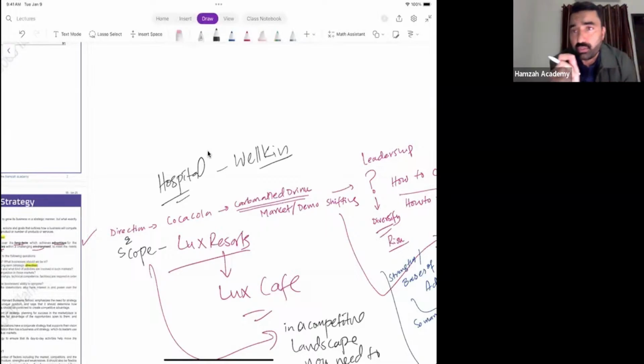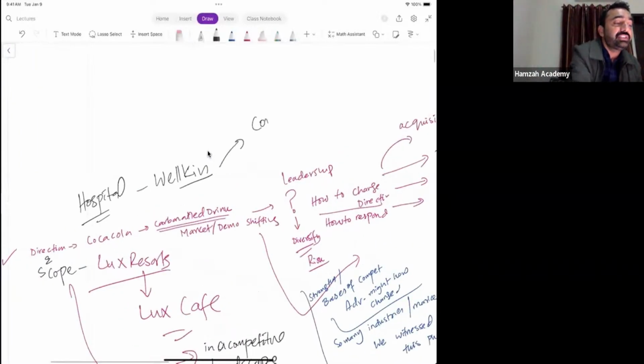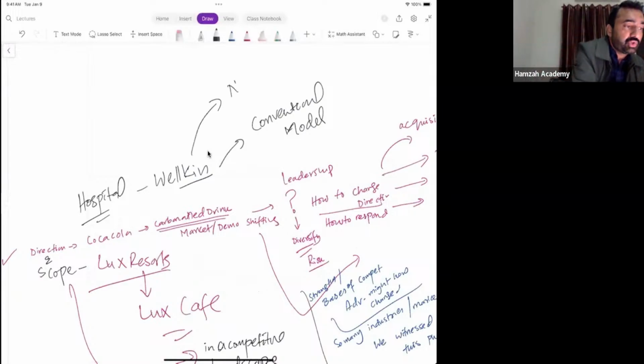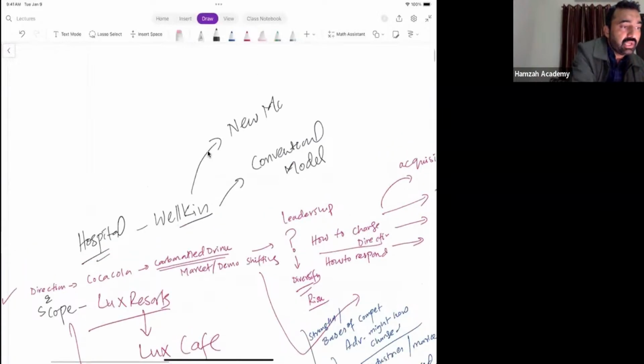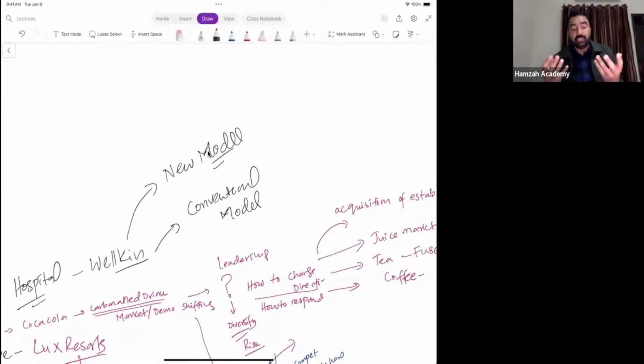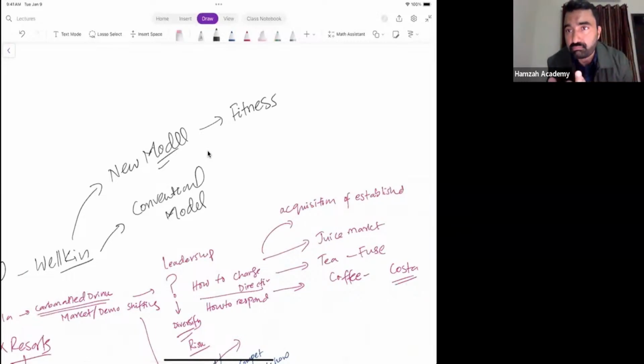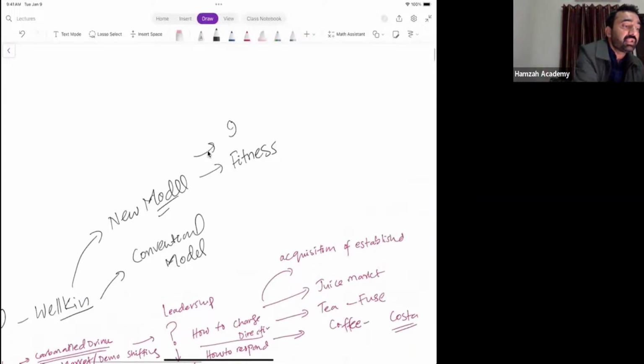Welkin Hospital, for example. If we look at the conventional model of hospital, do you know how hospitals are changing their business models? One is the conventional model, where you just offer different treatments and services. But in the new model, there is a need for new services. For example, they may start offering fitness, because of the obesity problem. So they start offering gym service, and maybe sports and recreation.